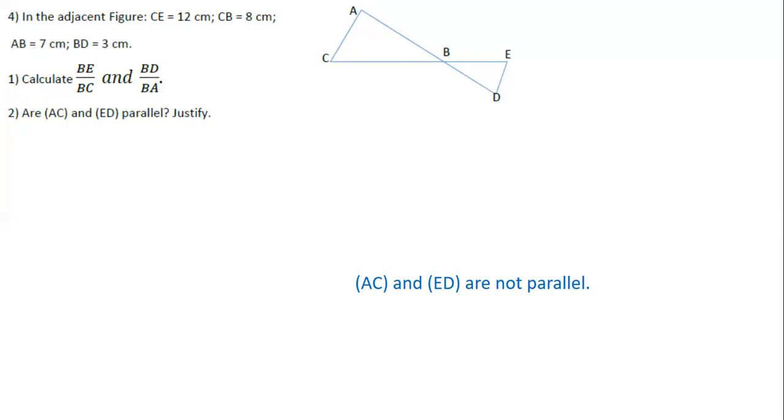How much is BE? BE. How can we find BE? Miss, can I answer? We have CB 8 centimeter. Yes. And CE is how much? 12 centimeter. So how can you find BE? So write 12 minus 7 equals 5, 5 centimeter. Why 7? You said that BC is 8.